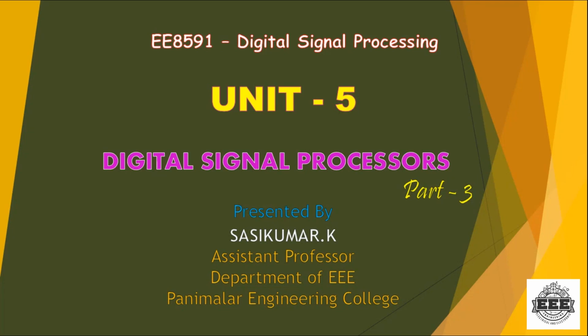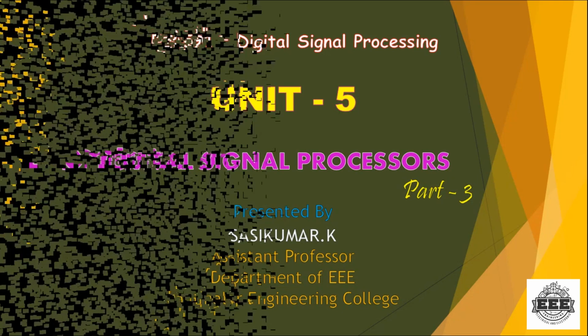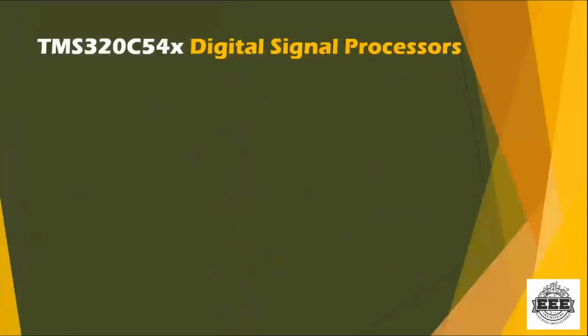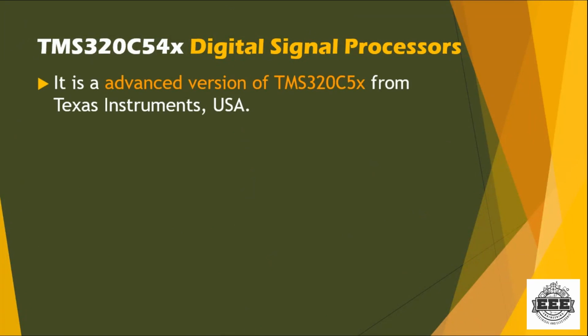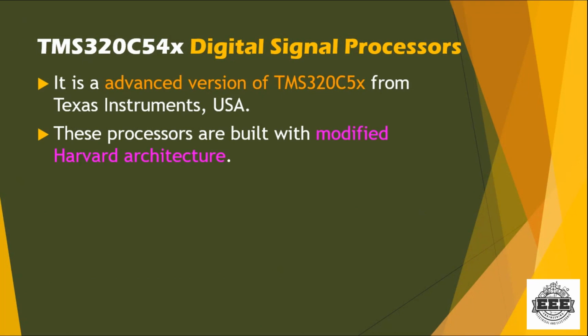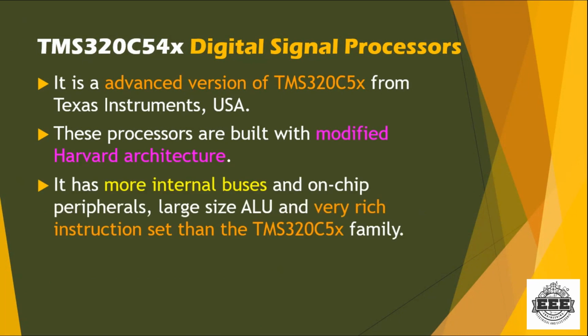In this fifth unit, we are going to see the architecture of the TMS320C54x. This is an advanced version of the 5x processor, and this TMS processor is made by Texas Instruments, USA, and it consists of a modified hardware architecture. The TMS320C54x has more internal buses and on-chip peripherals, a large-size arithmetic logical unit, and a very rich instruction set compared to the TMS320C5x family.